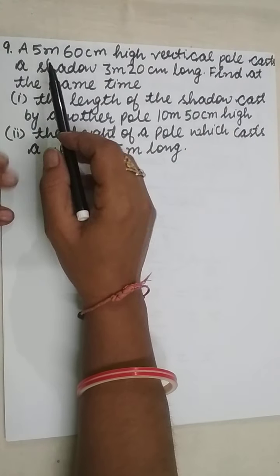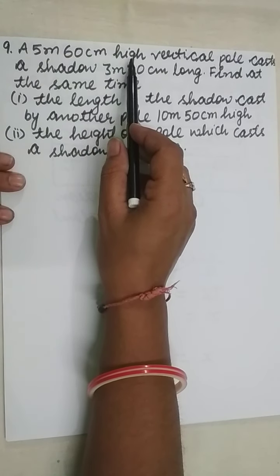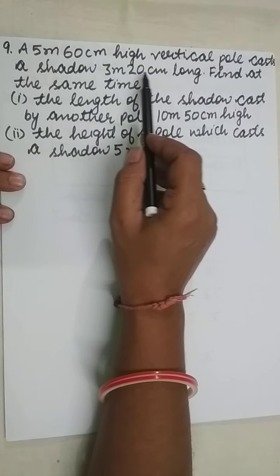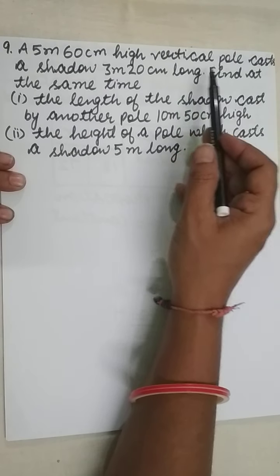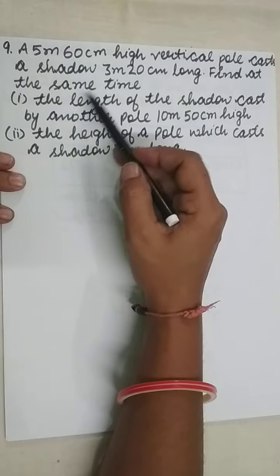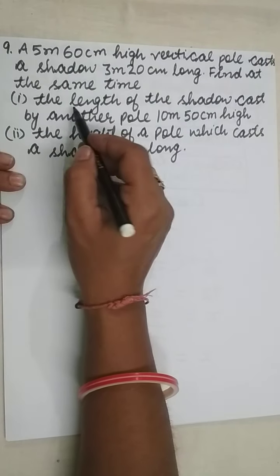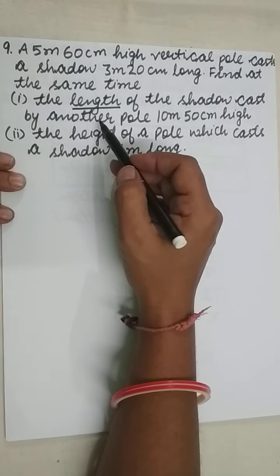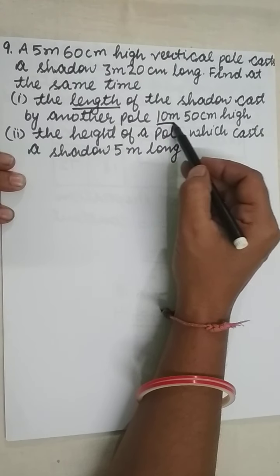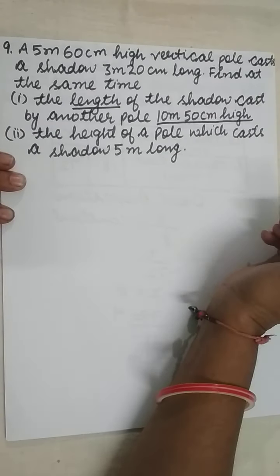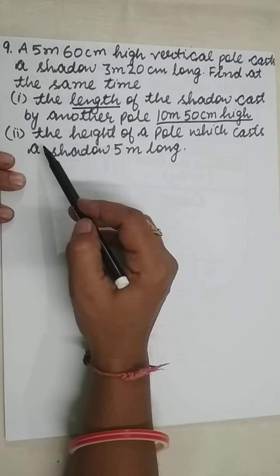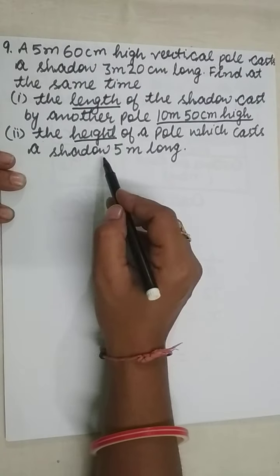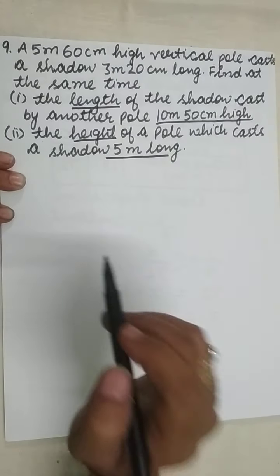Question number 9: a 5 meter 60 centimeter high vertical pole casts a shadow 3 meter 20 centimeter long. Find at the same time the length of the shadow. We have to calculate the length of the shadow cast by another pole 10 meter 50 centimeter high. Second part, the height of the pole which casts a shadow 5 meter long.